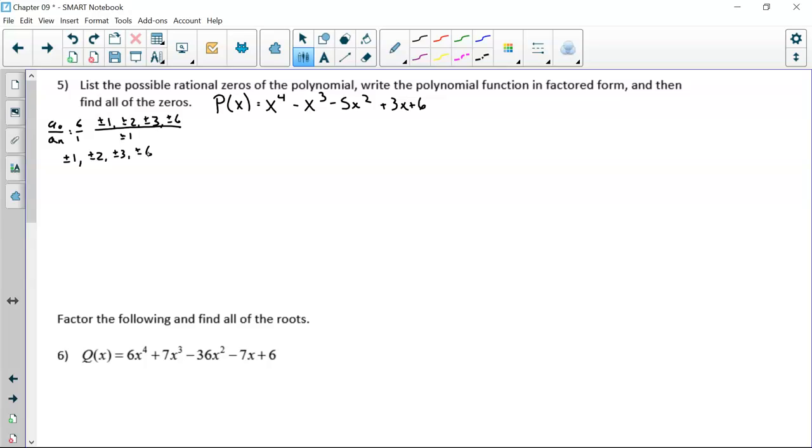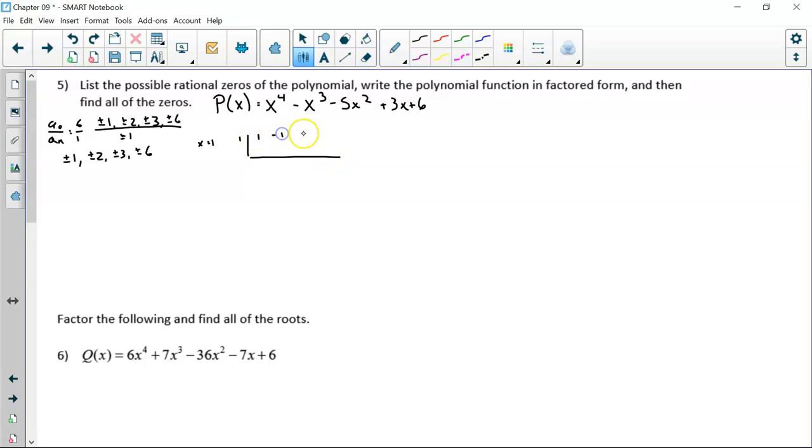Now, in the old days, what we'd have to do is try out different ones and see which ones work. And that's what I'm going to show you. I'm going to show you how we did that before. Let's try our first possible, x equals 1. So put 1 on the outside, and we do our synthetic division.